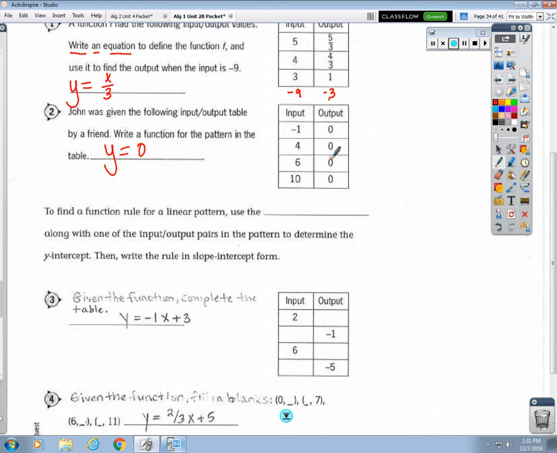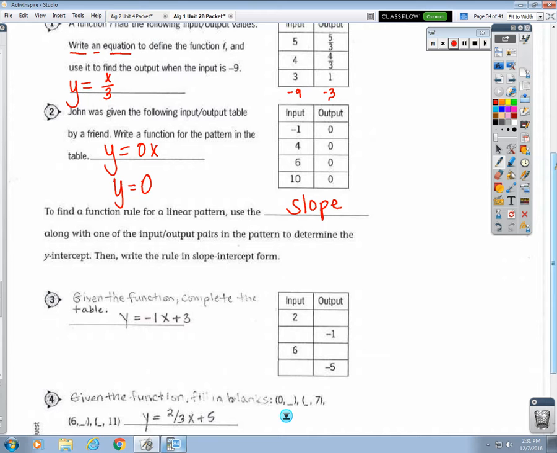So if you wanted to, you could write it like this, 0x, because think about it. No matter what you plug in x, if you multiply it by 0, aren't you going to get 0? But really, it's just y equals 0. Because do we normally write the 0x? No. Okay, to find a function rule for a linear pattern, you're going to use the slope along with one of the input-output pairs in the pattern to determine the y-intercept. Then write the rule in slope-intercept form.